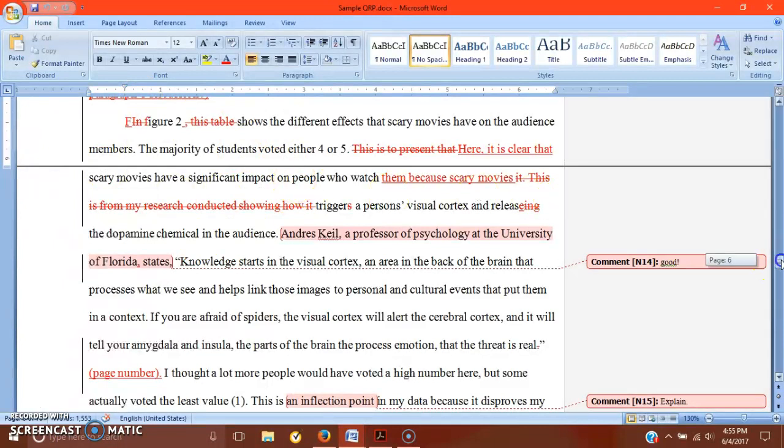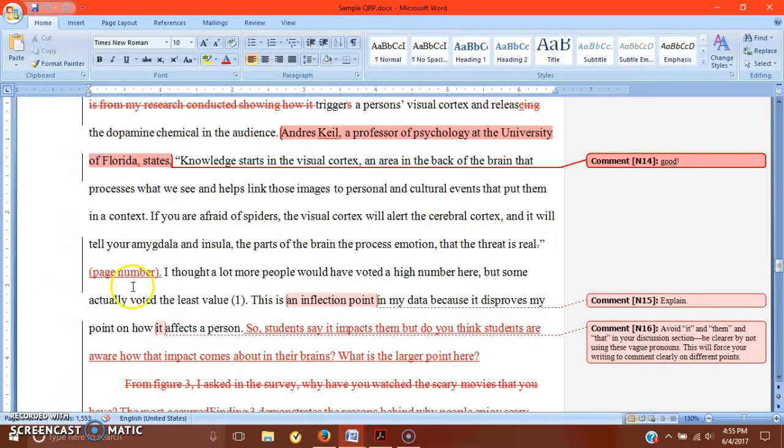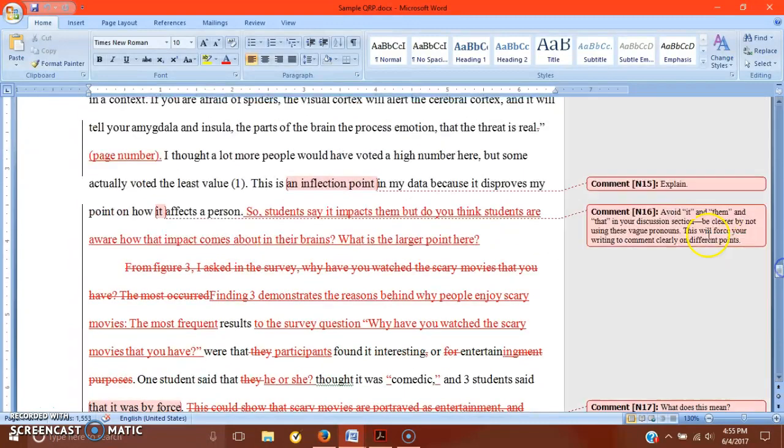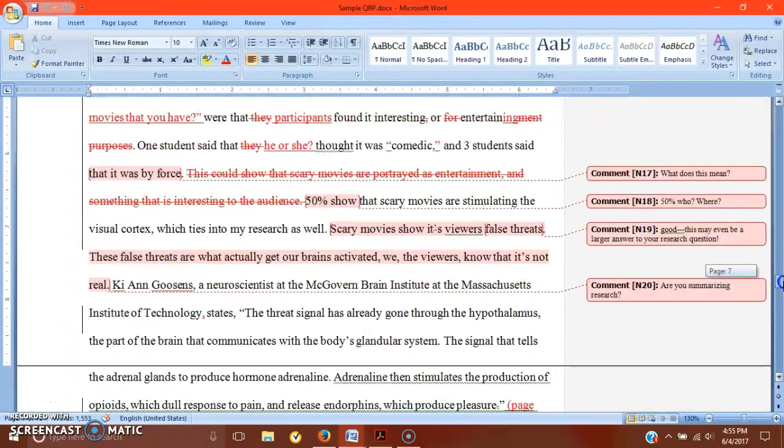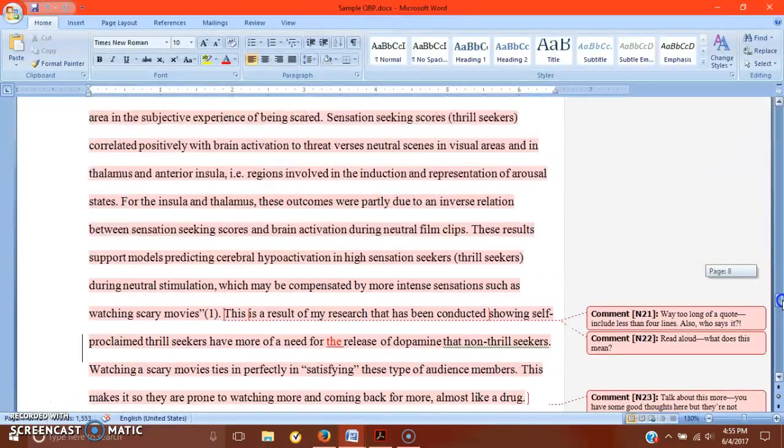I always try to make sure you have some sort of positive feedback, when you're doing something well, like this guy, Andres Kiel, a professor of psychology at University of Florida, states, and then he has a direct quote here, that's great, he needs to put the page number after. Anyway, so explain, etc., etc. So I'm going to go ahead and move on, I think you get the point here.